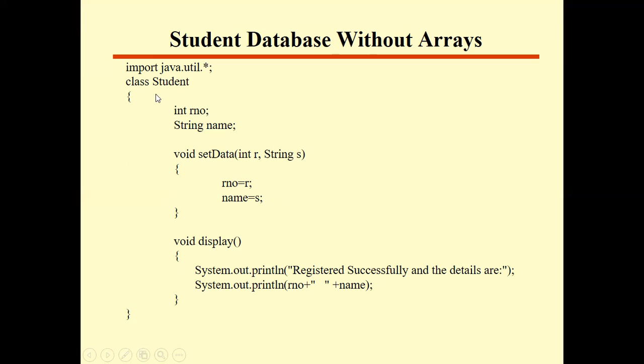Here, the class name is Student, and the Student class contains 2 data members, register number and name. Along with these data members, a method with name setData is defined. It is a parameterized method which receives 2 arguments. It is used to set values for the data members, register number and name. The next method is the display method, which is used to print the values of register number and name on the screen.